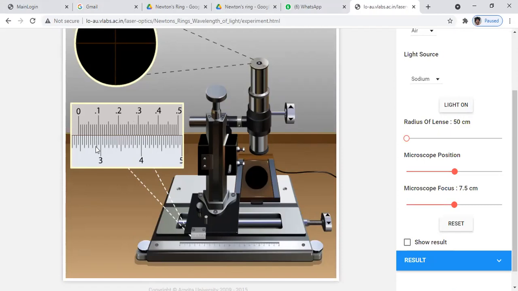Now you have to calculate the least count of this scale. Just calculate the least count. Everyone, please do it fast. I told you how to find the least count, but now you have to do it. How much is it? Least count.